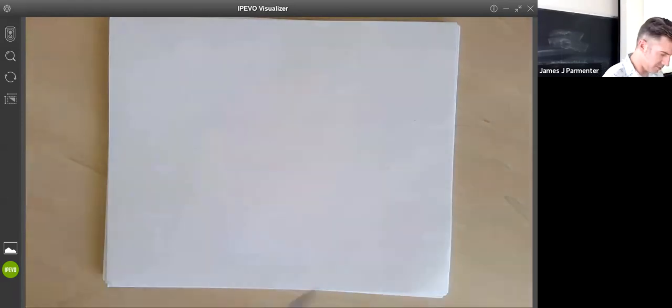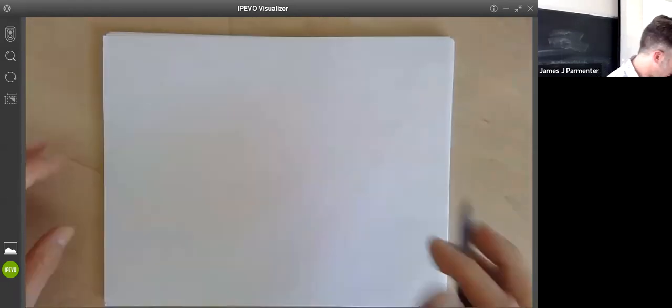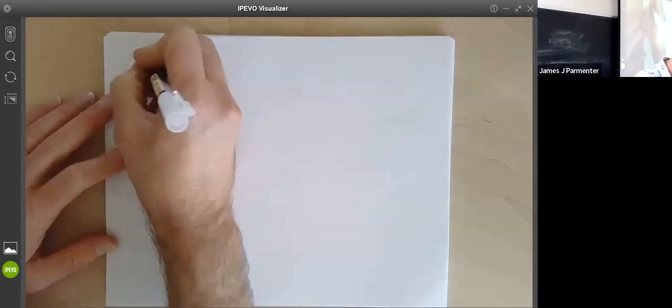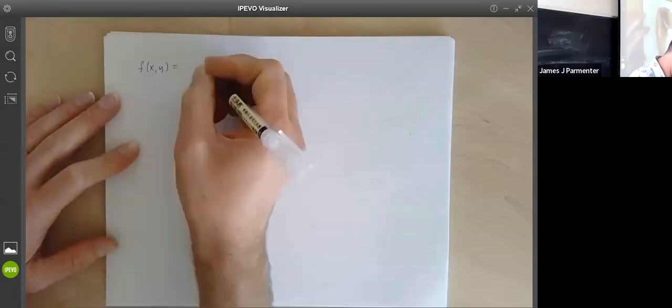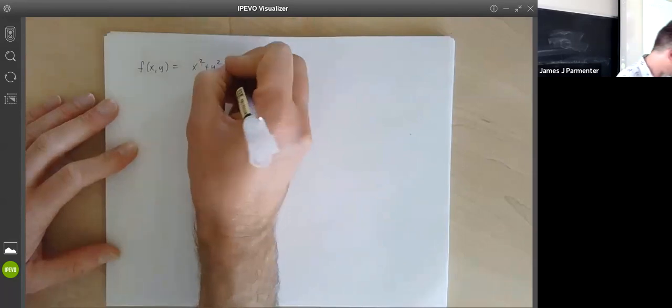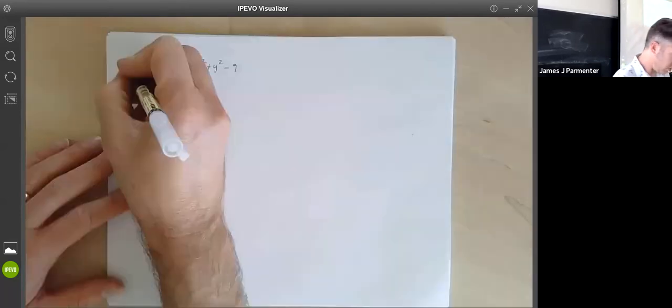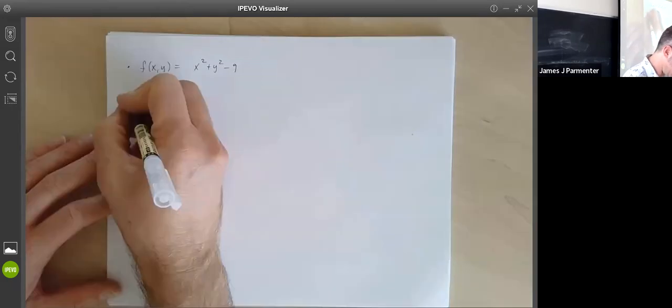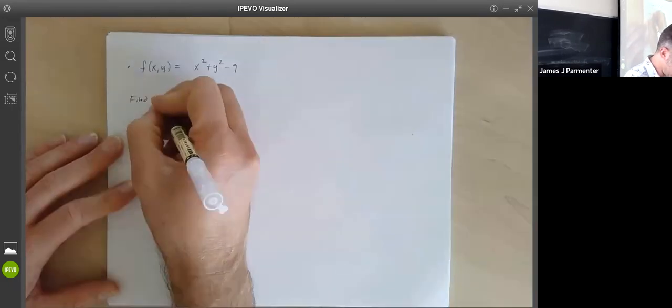So let's say we have this function: f(x, y) = x squared plus y squared minus 9. And we want to find the domain and range as before.